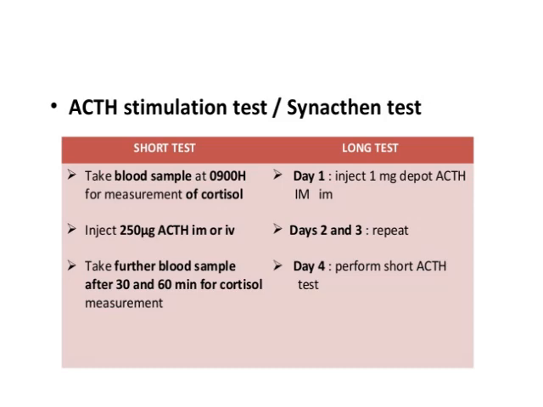ACTH stimulation test. They are of two types: the short synacthen test and the long ACTH stimulation test. The short test is mostly used for the diagnosis of adrenal insufficiency. The reagent used is synacthen, therefore this test is known as the synacthen test. We take blood samples at 9 a.m. for measurement of cortisol. It is the baseline serum cortisol. Then we inject 250 microgram of ACTH or synacthen intramuscular or IV. Then we take blood samples at 60 minutes for the cortisol measurement.